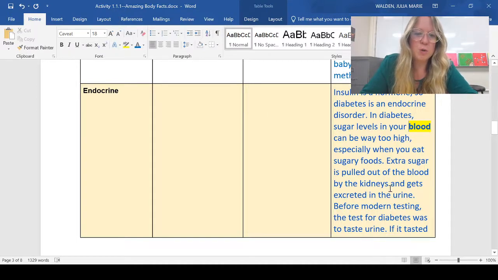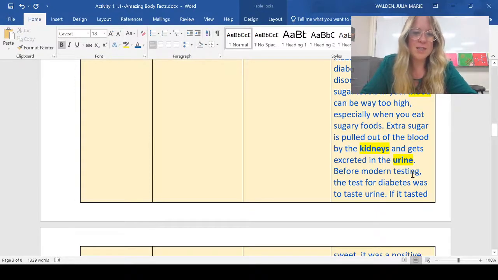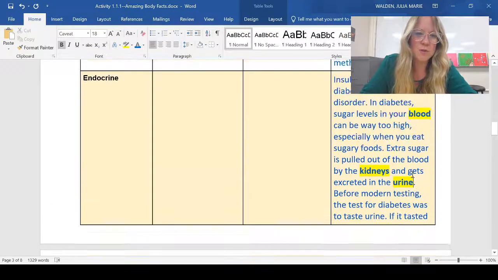Extra sugar is pulled out of the blood by the kidneys. Okay, your kidneys are not part of your endocrine system. And it gets excreted in the urine. So extra sugar gets pushed out into the urine. I'm going to highlight urine as well. Before modern testing, the test for diabetes was to taste urine. If it tasted sweet, it was a positive diagnosis for diabetes. Okay, there's actually one more word that I am going to highlight, and that's eat.